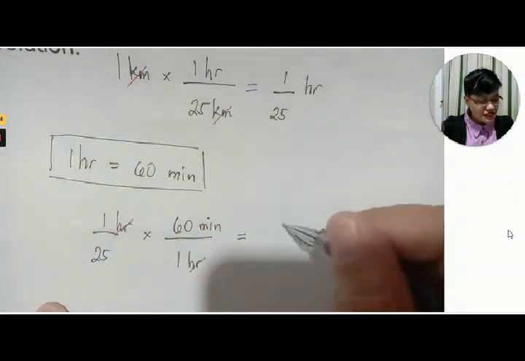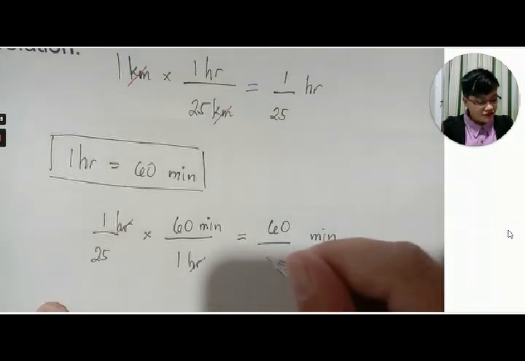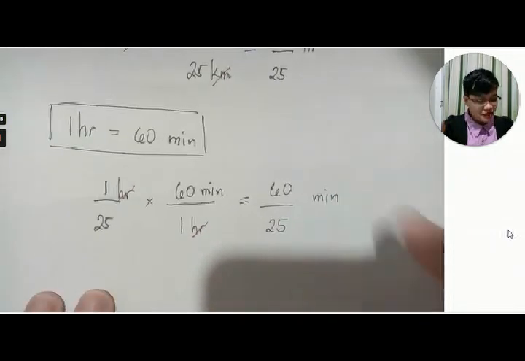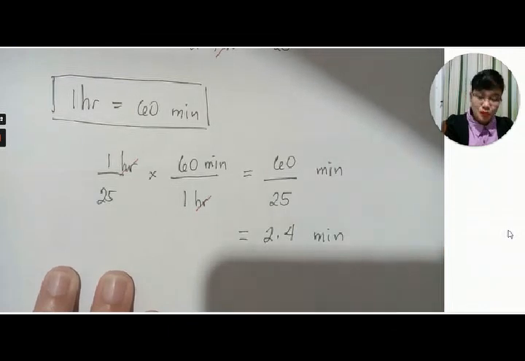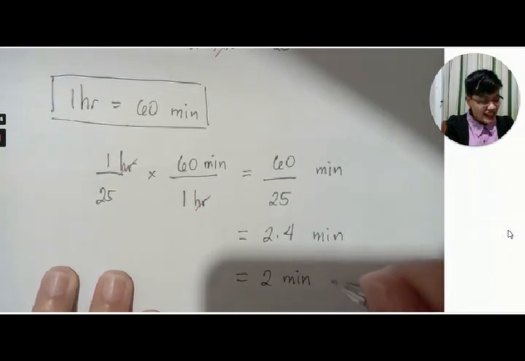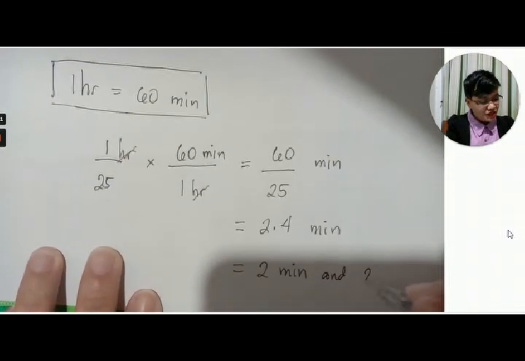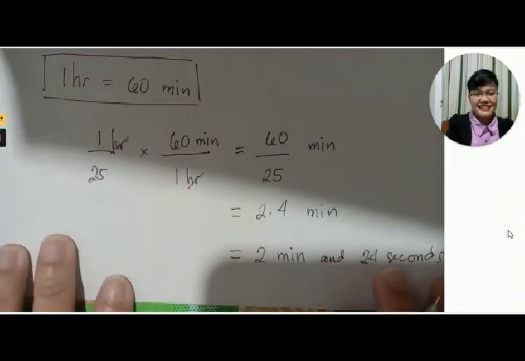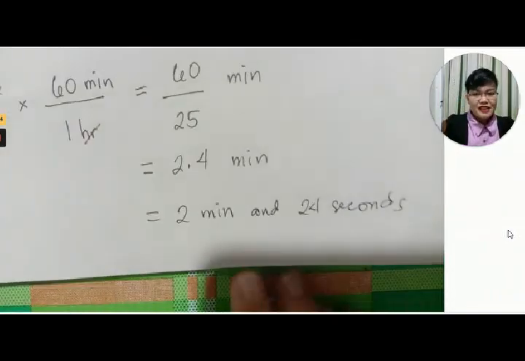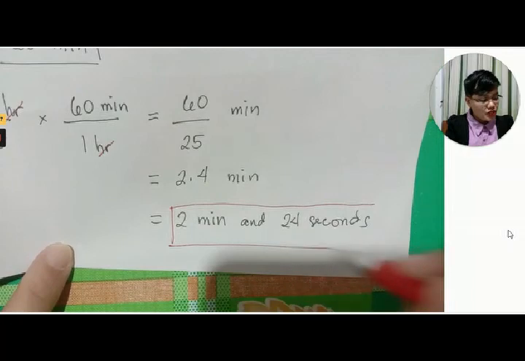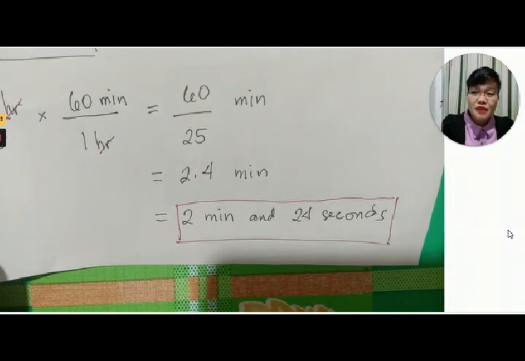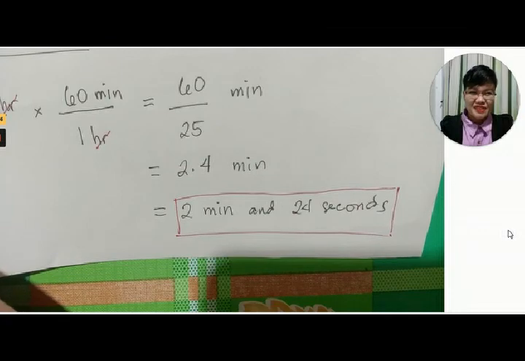And of course, that is 1 times 60 is 60 over 25. So 60 over 25 minutes, and that is actually 2.4 minutes. And 0.4 minutes is actually 24 seconds. So we can say that's 2 minutes and 24 seconds. Okay, so there you have it. Your answer is finally 2 minutes and 24 seconds after doing a lot of conversions. So that is why I told you earlier, conversion of units should already be mastered before we have problem solving. Okay?